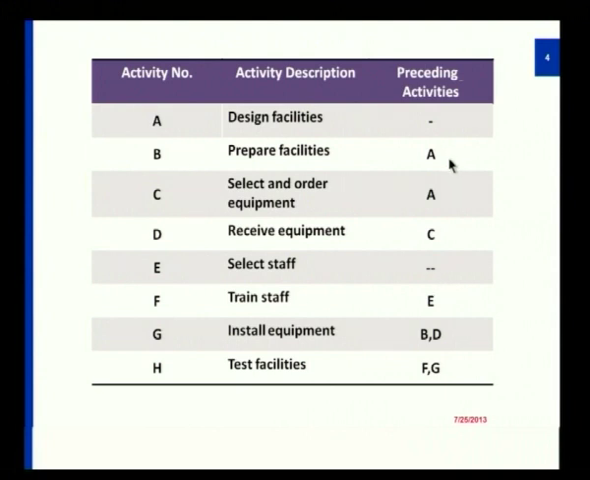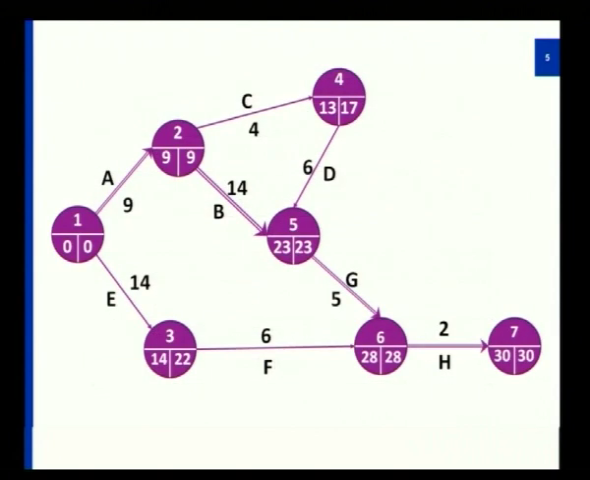B's preceding activity is A, and C's preceding activity is A. So I have started B and C in parallel after A. After C I do D. After E I do F. After joining B and D I will get G. After joining F and G I will get H.